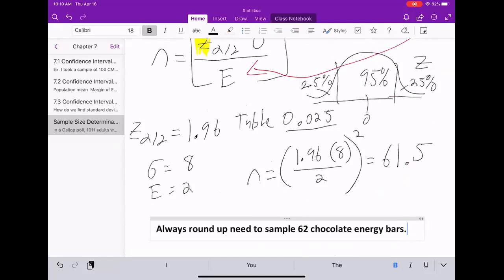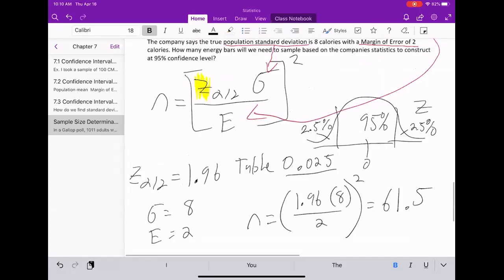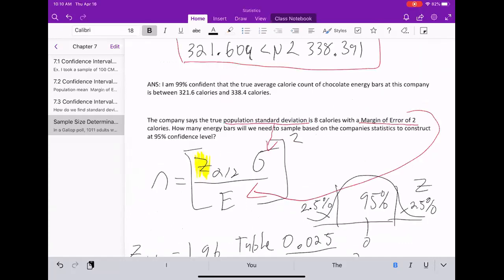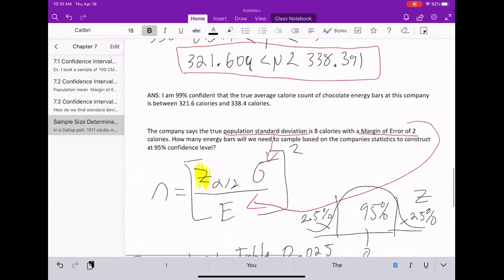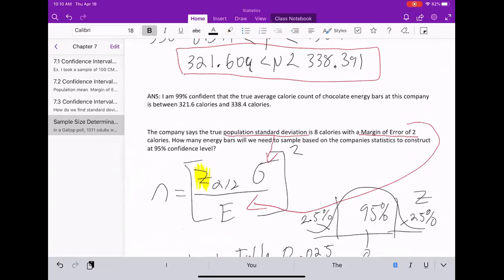I could tell you that I believe the true average calorie count of this energy bar is somewhere between 0 calories and 100 million calories, and I'm 100% confident of that answer. But it really doesn't tell us anything. Obviously it has some calories and it's probably less than 100 million calories. So let's come up with a realistic number. That's what confidence intervals are doing. They're coming up with at least some realistic numbers versus me just picking giant numbers out of the air just so I could be correct.